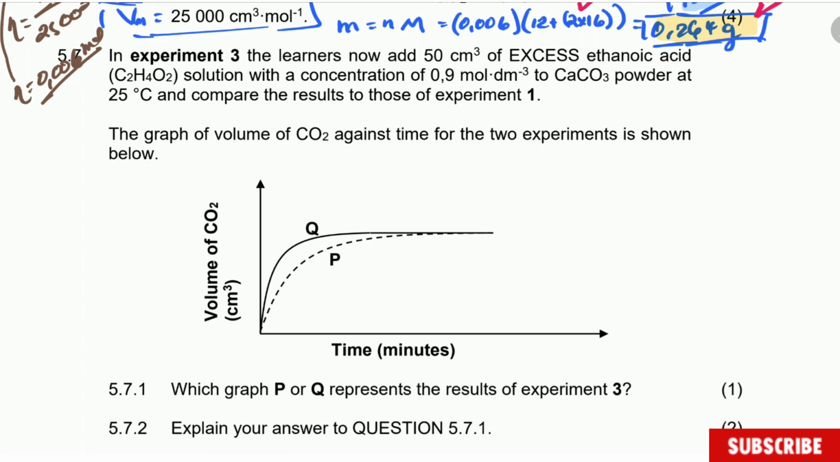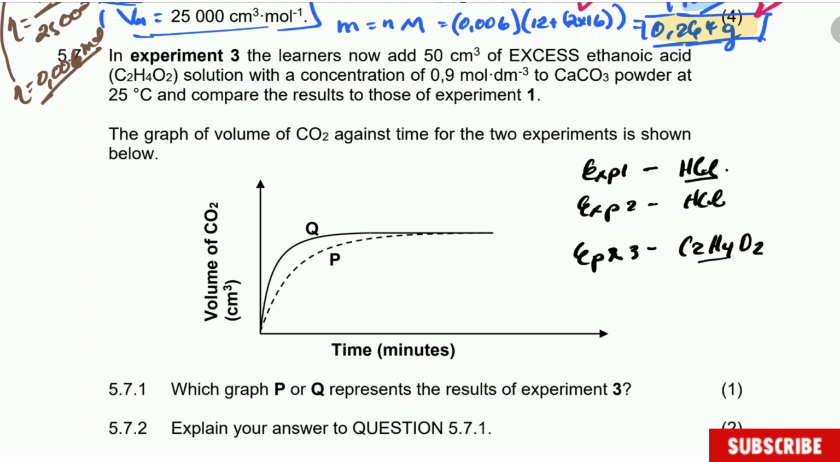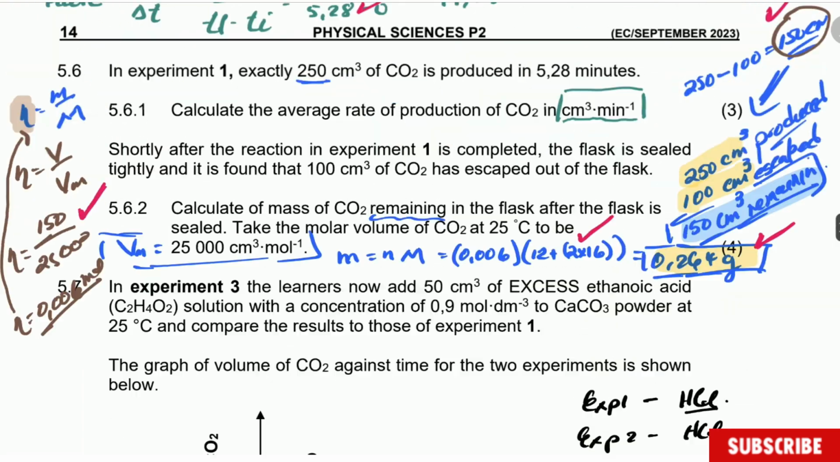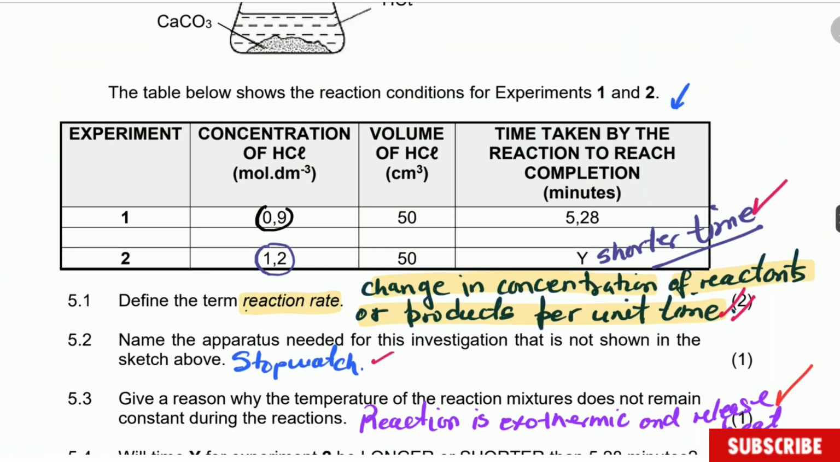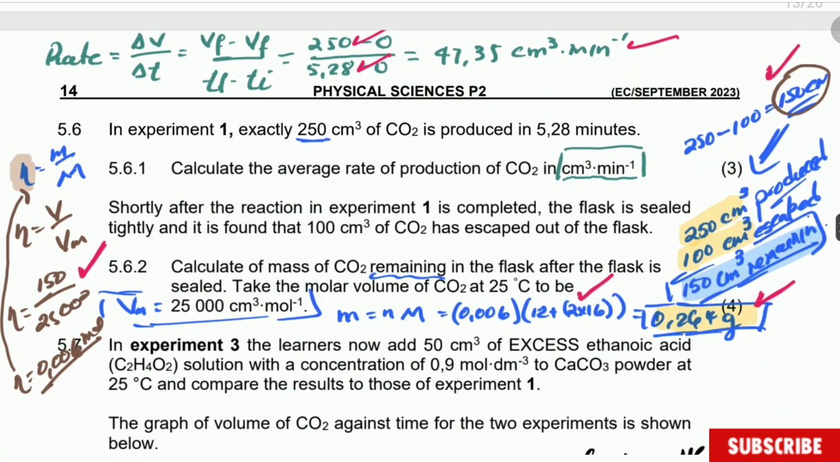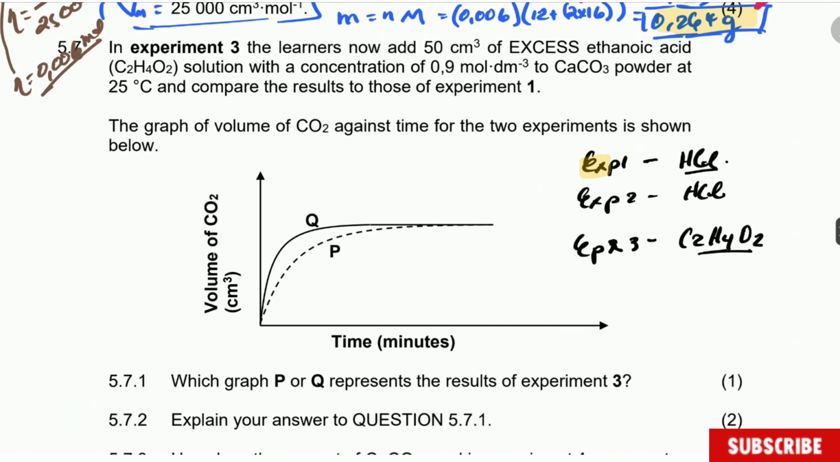Now, what is the difference of experiment 3 with the previous experiments? Let's maybe write it here. In experiment 1, they use HCl. In experiment 2, they use HCl. They change the concentration. In experiment 3, they use ethanoic acid, C2H4O2, with a concentration of 0,9. If we go back here, we're using exactly the same as experiment 1 and the same volume. So in this case, they use the same concentration as experiment 1 and experiment 2. Both of them have the concentration of 0,9 mole per decimeter cubic. So let's write here 0,9 mole per decimeter cubic.